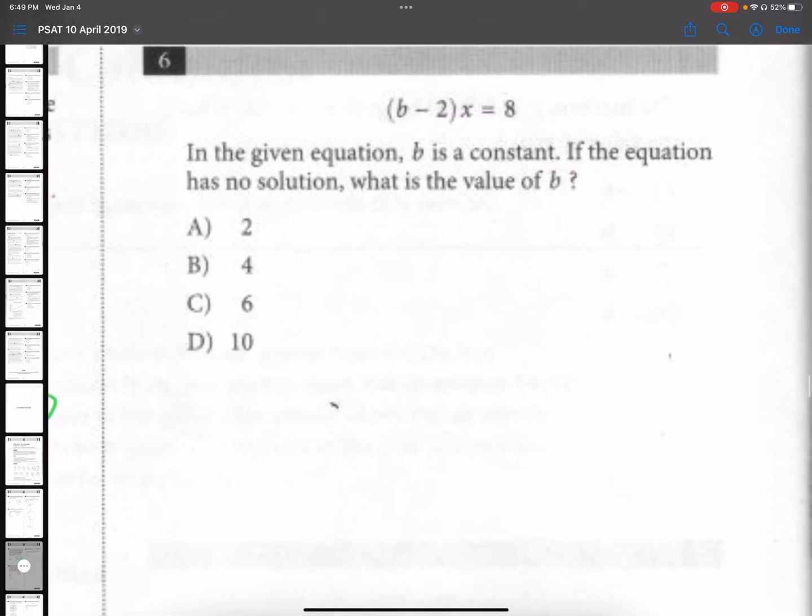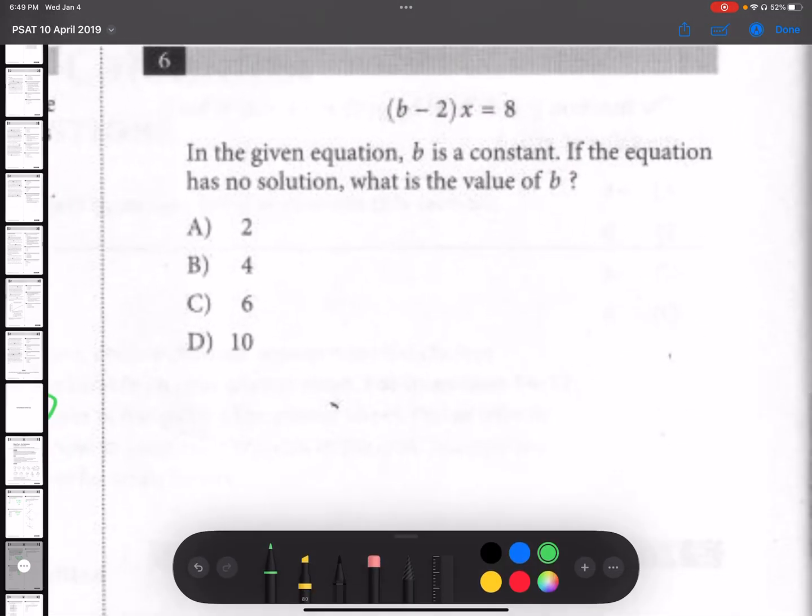Okay, number 6. In the given equation, B is a constant. If the equation has no solution, what is the value of B? So that means that we're going to simplify this into bx minus 2x is equal to 8. And if there's no solution, that means we have to get 0 is equal to 8. That means that B is going to have to be the same as this. So that means B is 2. So our answer is A.